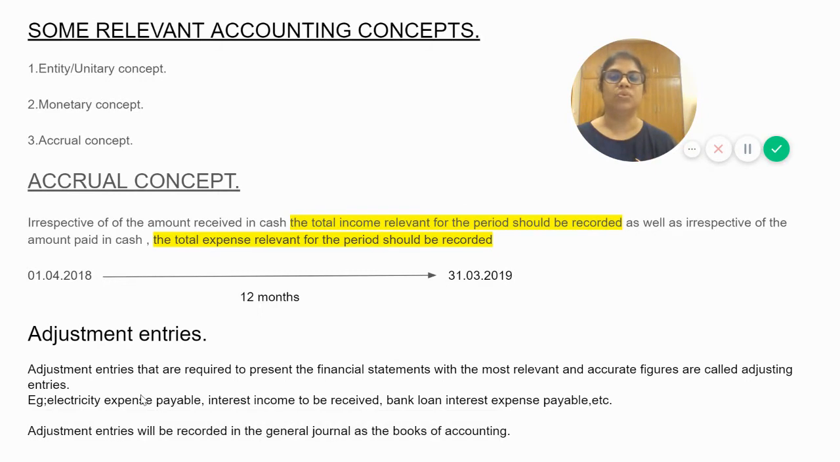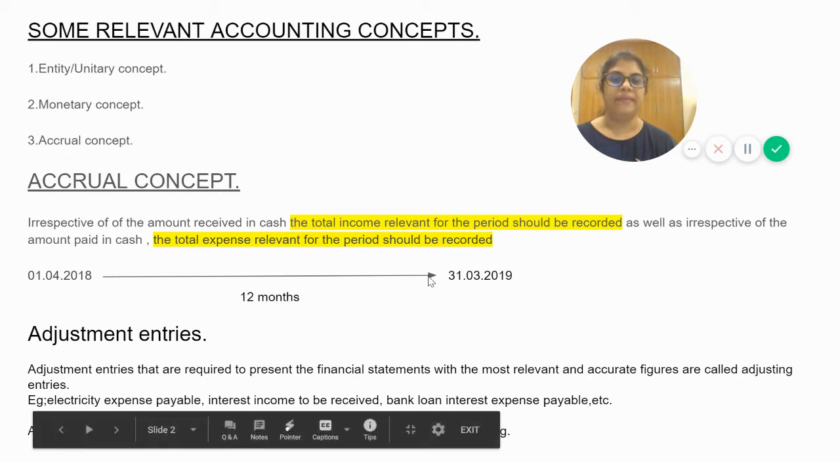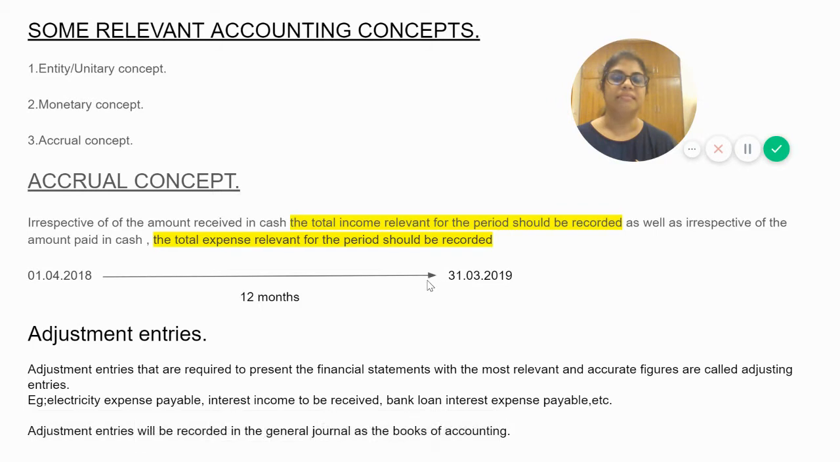All these expenses you won't be able to pay on the 31st night itself. So practically, even though you have not paid them to the relevant parties, it is your duty, when you are preparing the financial statements, to account for last month's rent, the telephone bill, the insurance payment, the electricity payment. All these things we have to consider as if we have paid. So simply, that is what the accrual concept means.